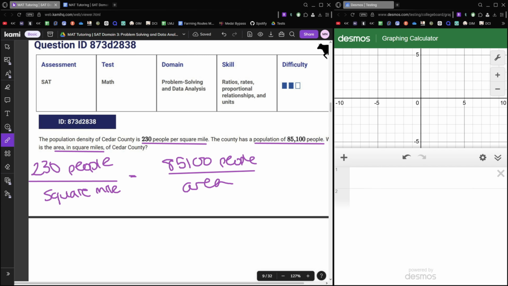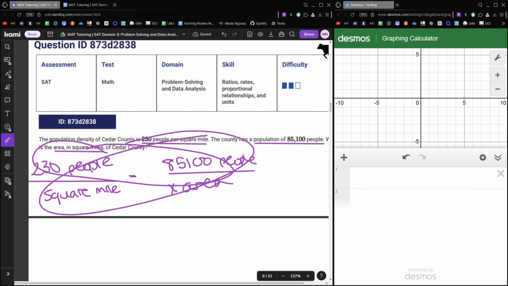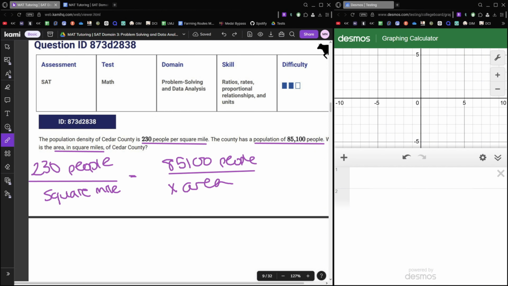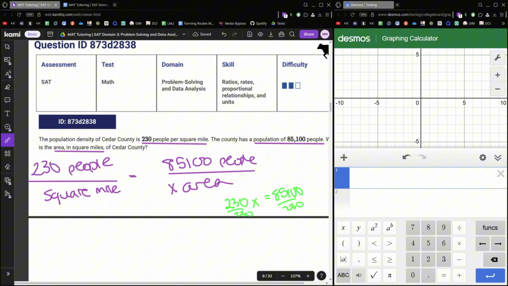Whenever you have two fractions set equal to each other, you can just cross multiply to find out what you're solving for. So we would have x for area. Then we would just cross multiply like that. So we would have 230 people times x area is equal to 85,100 people times 1 square mile. And then to solve for x, you would just divide by 230 on both sides. And let's go ahead and put that in Desmos. We would get that x is equal to 370 square miles.